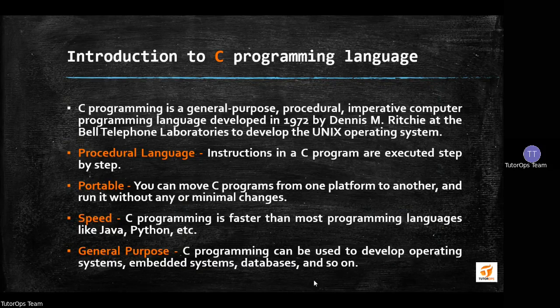I already told you that it connects directly to hardware. It can interact with hardware easily. So that's why, to create operating systems, developers use C language. Embedded system developers use C language. Databases. A real time example is SQLite. SQLite is developed in C language.